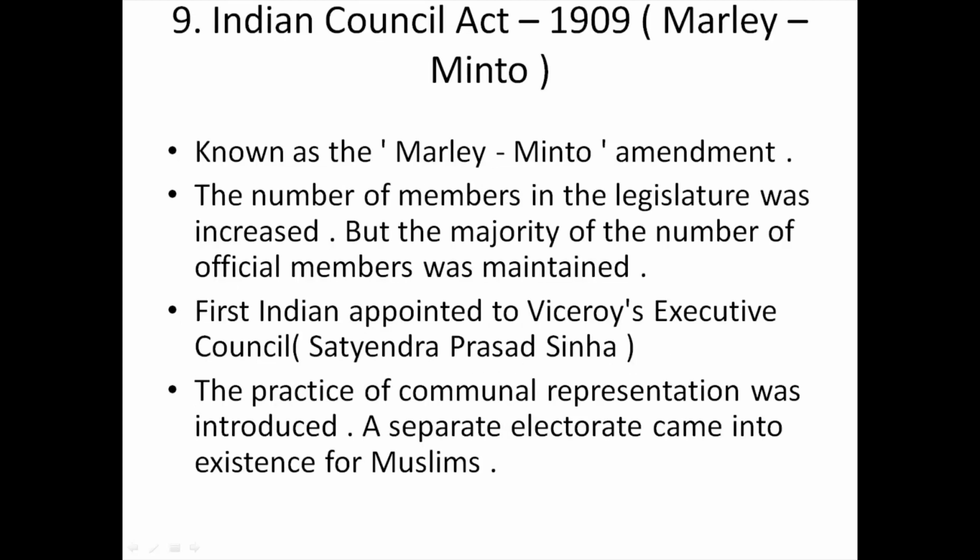9. Indian Councils Act, 1909, Morley-Minto. Known as the Morley-Minto Reforms. The number of members in the legislature was increased. But the majority of official members was maintained. The first Indian appointed to the Viceroy's Executive Council was Satyendra Prasanna Sinha. The practice of communal representation was introduced. A separate electorate came into existence for Muslims.